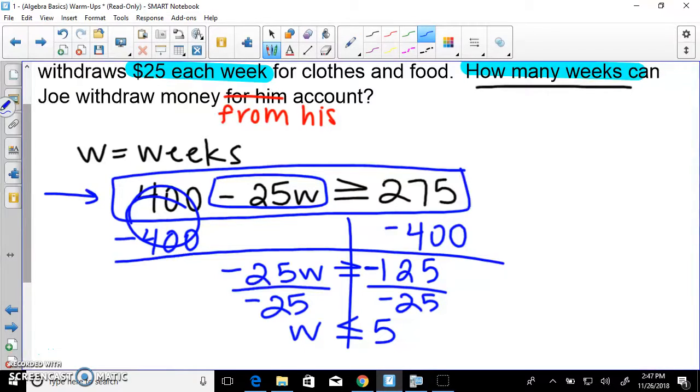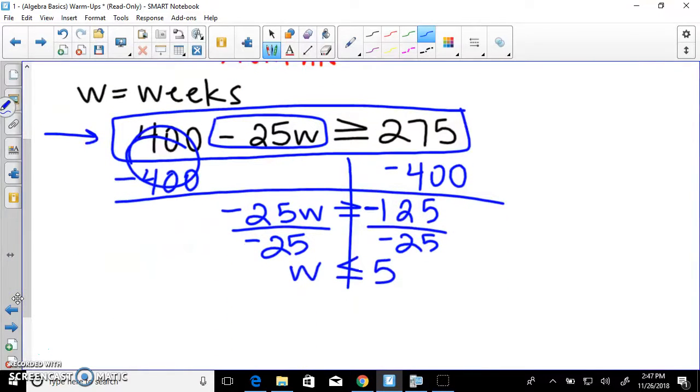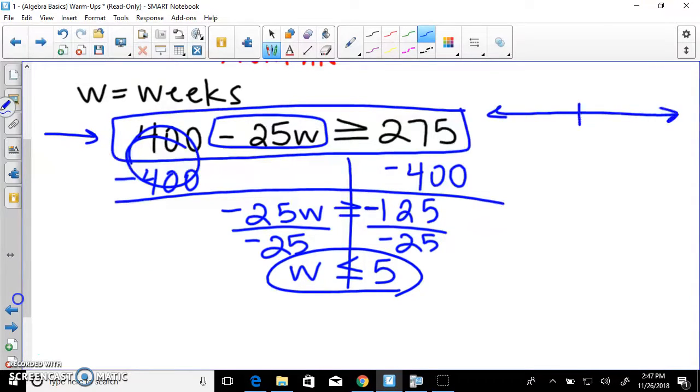So I told you guys in class, if you have a situation, a problem that's got words in it like this, your answer needs to have words in it. Don't just write this as the answer. This is important and we need that. We can also write a number line with it to really get an idea of what it's saying. We've got 5, 4, 6, a closed circle on 5 going to the left. But what does it mean in terms of Joe's situation?